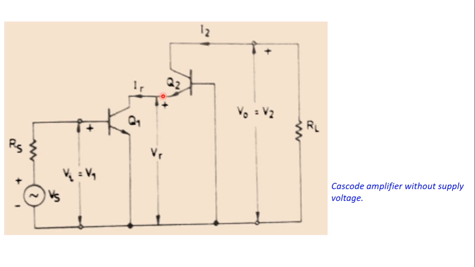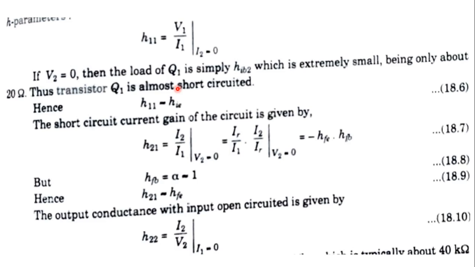Okay, and there would be another ratio between I2 by IR. I2 by IR becomes the forward current gain ratio for Q2. So this is IR by I1 and I2 by IR. IR by I1 is HFE, the forward current gain ratio for common emitter, and I2 by IR is HFB, the forward current gain ratio for common base transistor.